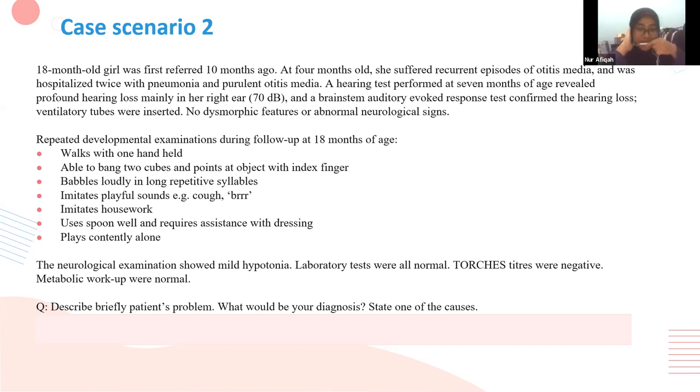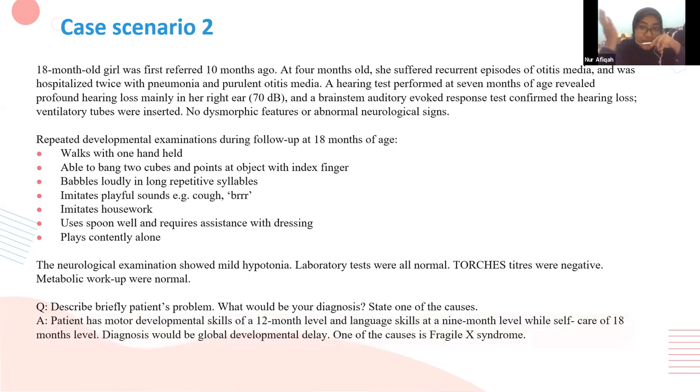Okay, part of it is correct. Basically, this patient has motor developmental skills of a 12-month level, and language skills of a 9-month level, which is inappropriate for her age of 18 months old. So it is a delay of two or more domains. So the diagnosis would possibly be global developmental delay. And for this patient, the cause is fragile X syndrome.